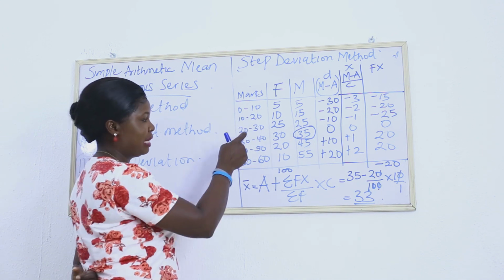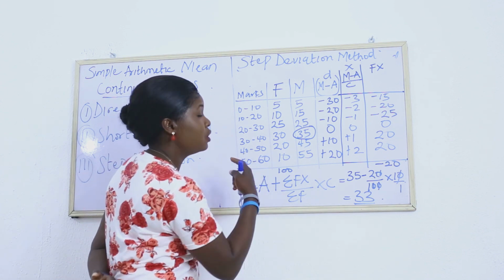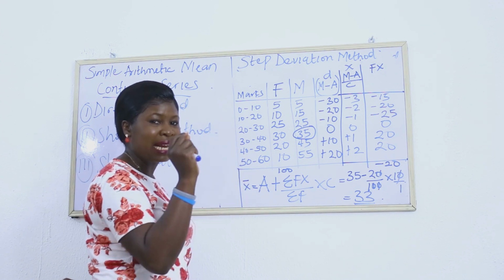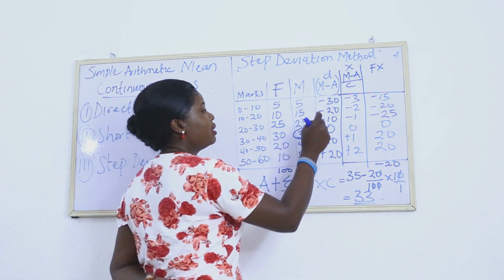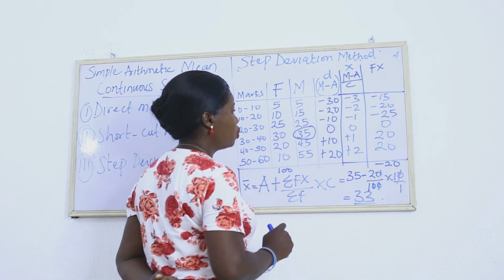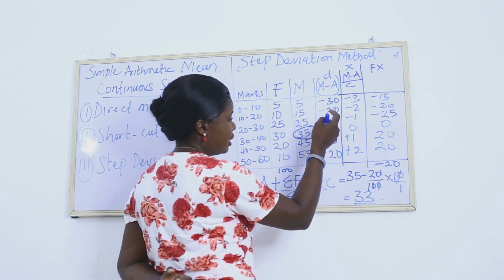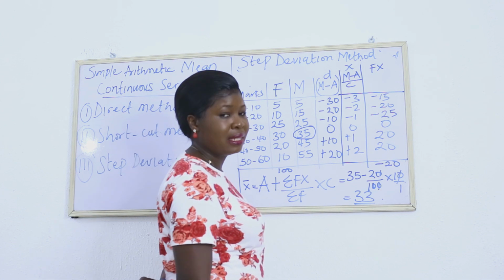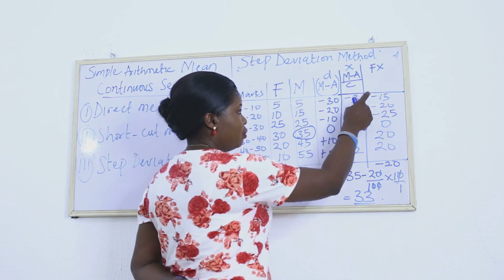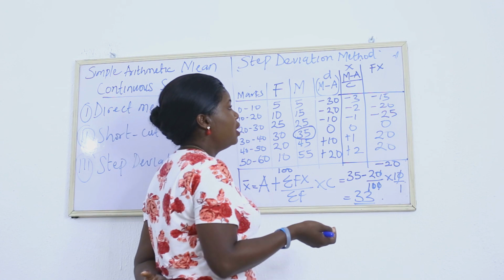20 minus 10, we have 10. 30 minus 20, we have 10. 40 minus 30, we have 10. 50 minus 40, we have 10. 60 minus 50, we have 10. So automatically my class interval is 10. So minus 30 divided by 10, minus 3. Minus 20 divided by 10, minus 2. Minus 10 divided by 10, minus 1. Then 0 divided by 10, 0. Plus 10 divided by 10, plus 1. Then plus 20 divided by 10, plus 2.